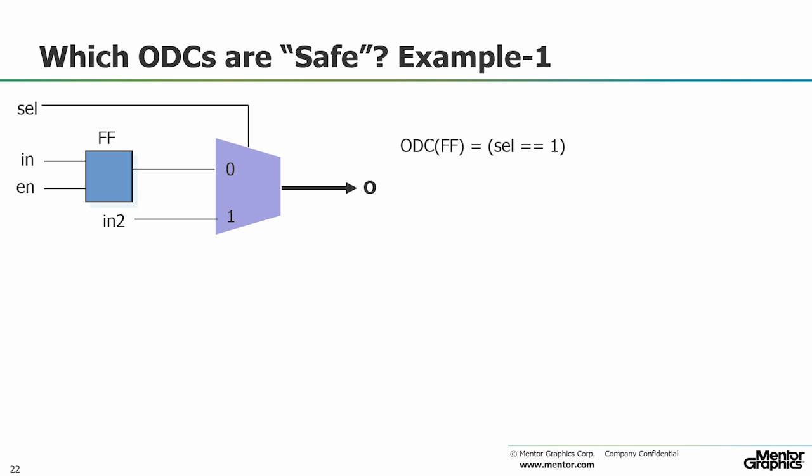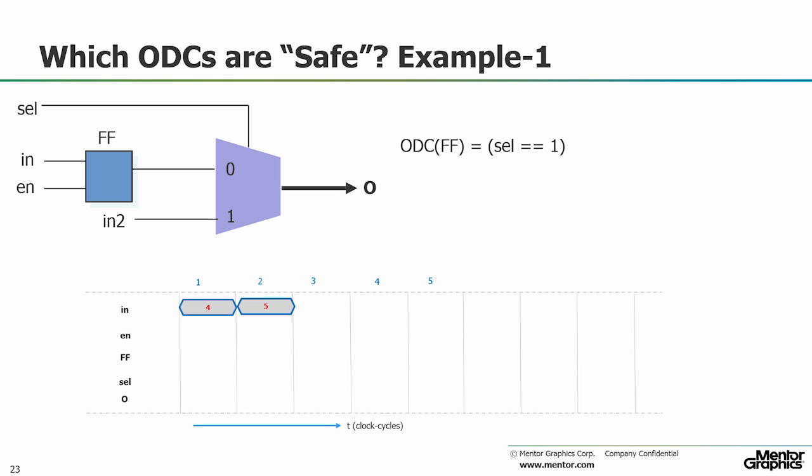Let's consider that the values at the input in of the register are 4 and 5 in the clock cycles 1 and 2 respectively. Also, the values at the enable signal are 1 and 0 in those cycles. So, at the output of the register FF, the values would be 4 and 4 in cycles 2 and 3. Now let's assume that the value of the signal cell changes from 1 to 0 in cycles 2 and 3. Because of this, the design output O would observe the values at signal in, 2 and 4, in cycles 2 and 3.